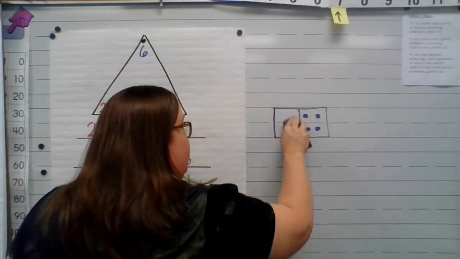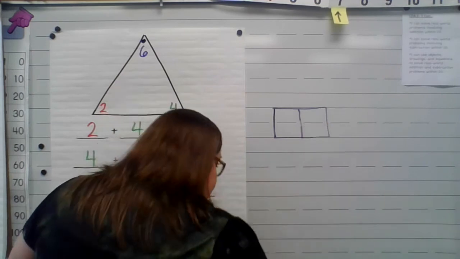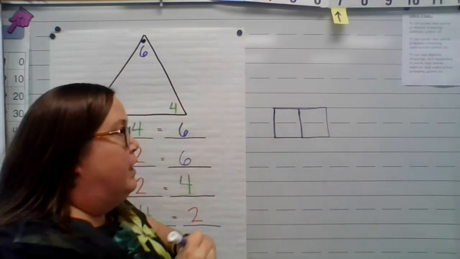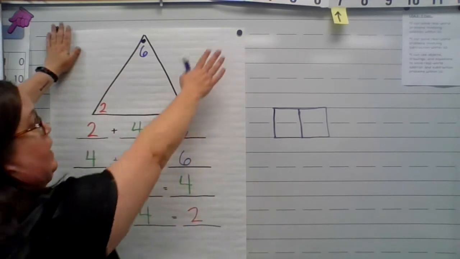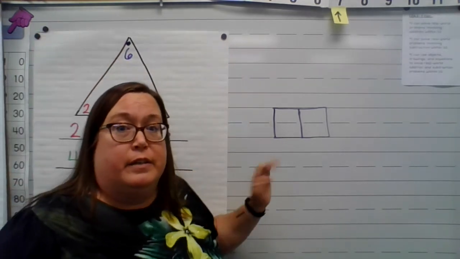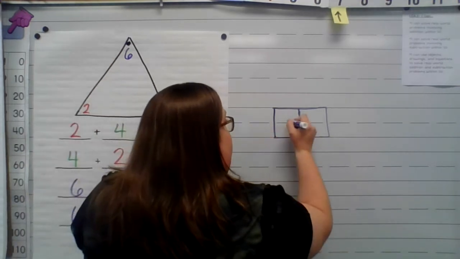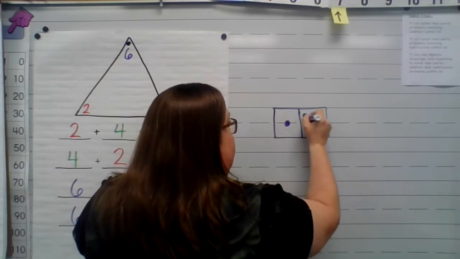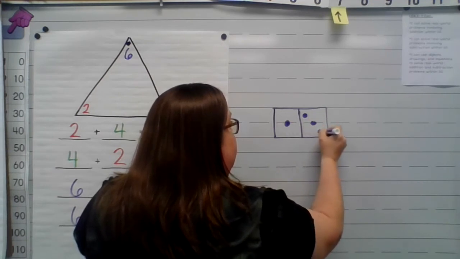Now, I'm going to try one other thing. I'm going to draw, fix that line. I'm going to draw dots to show a different fact family, okay? Not this. Forget about this for now, okay? We're going to make our own brand new fact family here. So put your attention here. Okay.